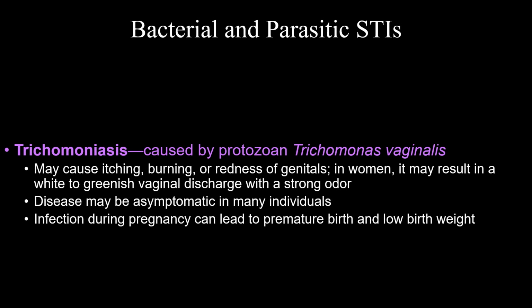You've also got trichomoniasis, and this is caused by a protozoan parasite called Trichomonas vaginalis. About 3 to 4 million people have the infection, which is easily cured with antibiotics. Trichomoniasis can cause itching, burning, or redness, and in women, it creates a whitish to greenish vaginal discharge that has a very distinct, very strong odor. However, as with many other STIs, most individuals tend to exhibit no symptoms. If an infection occurs during pregnancy, this can lead to premature birth and low birth weight.